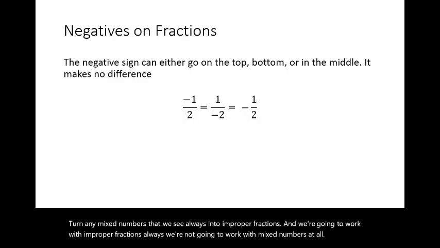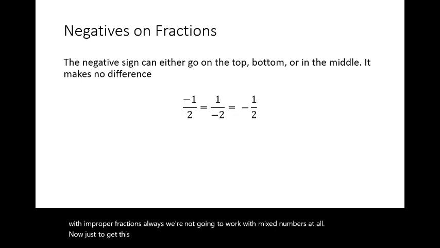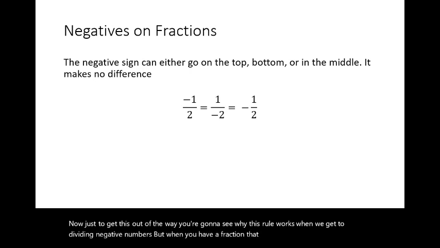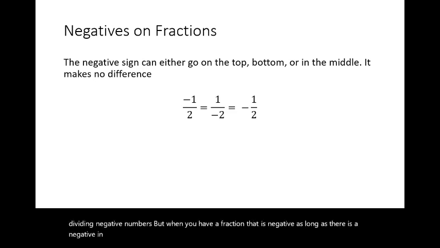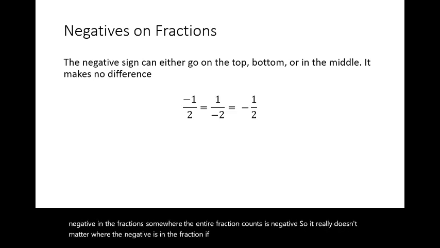Now, just to get this out of the way, you're going to see why this rule works when we get to dividing negative numbers, but when you have a fraction that is negative, as long as there is a negative in the fraction somewhere, the entire fraction counts as negative. So it really doesn't matter where the negative is in the fraction. If it appears somewhere, the whole fraction is considered negative.